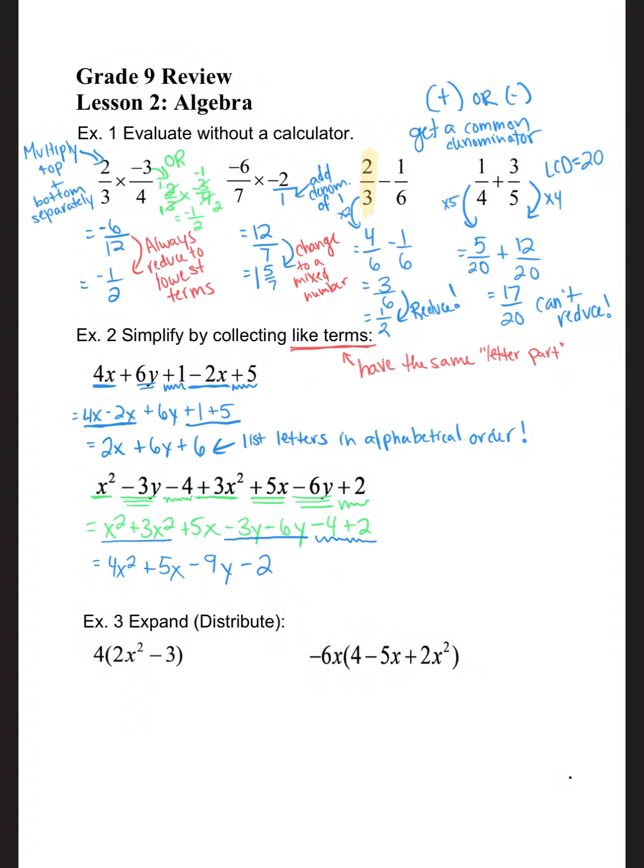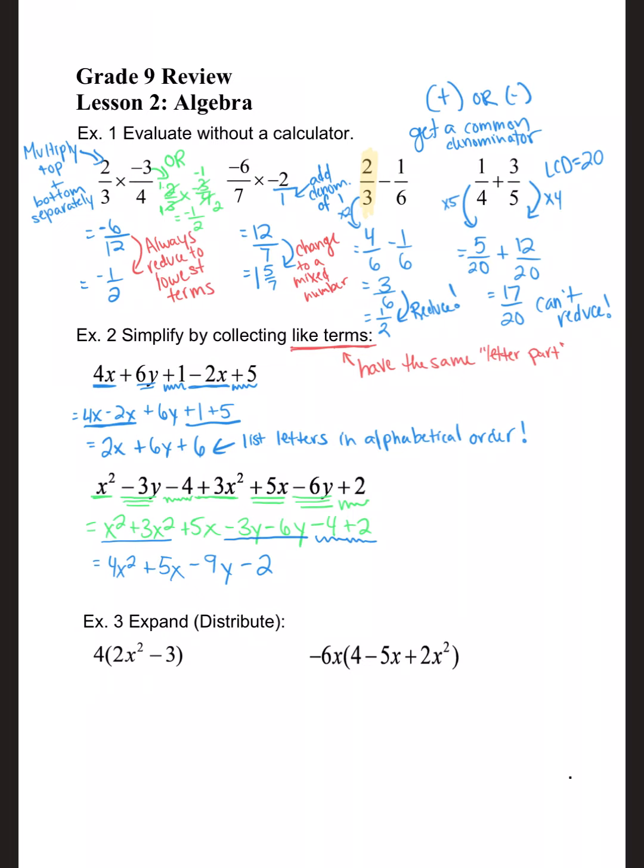All right, and you can see that my letters are in alphabetical order, x, y, but when we start having exponents on our variables, we put those in descending order. So we'll get another example, we'll make sure to make note of that. So that's how we collect like terms.